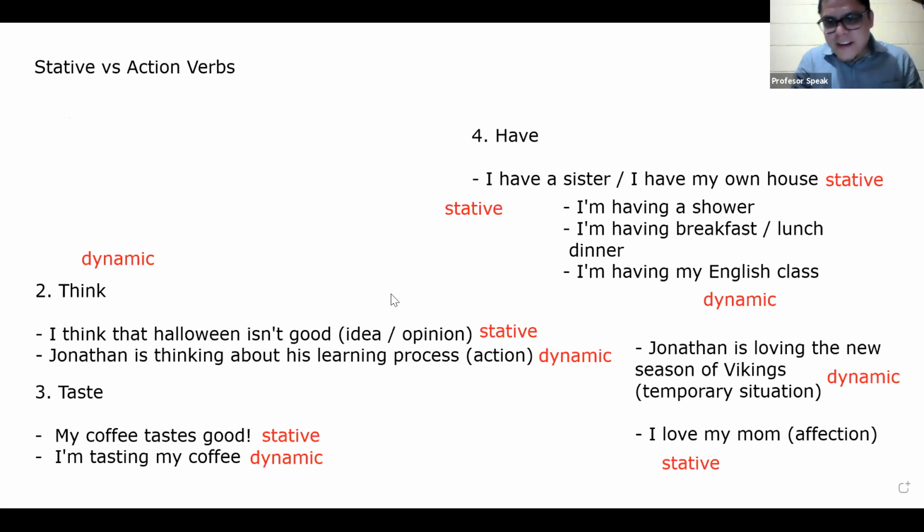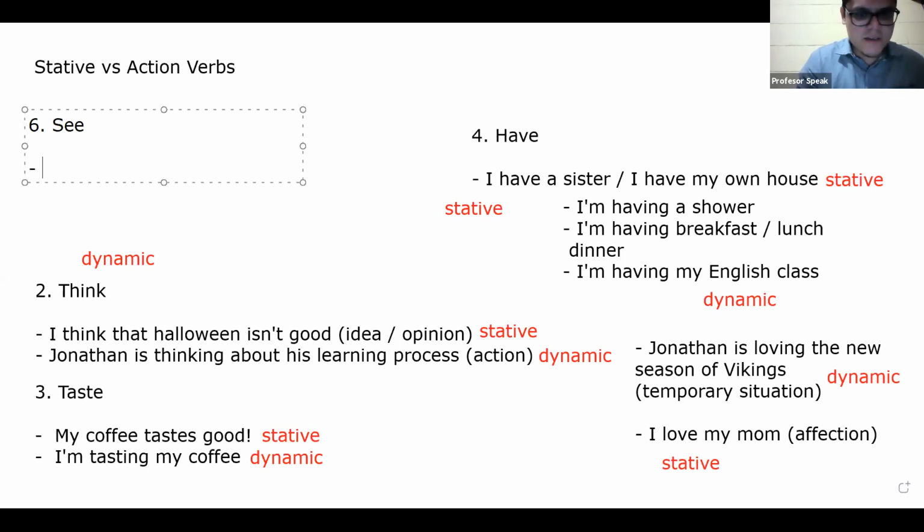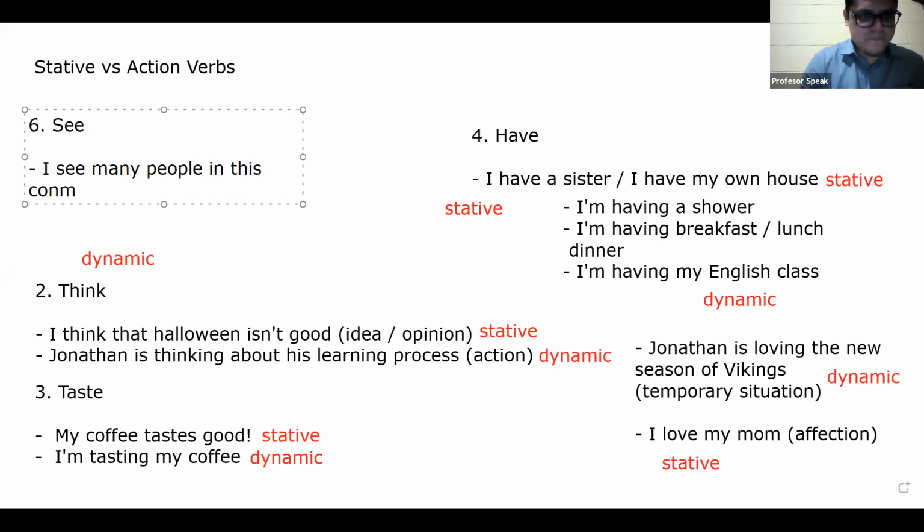This was number 4. This was number 5. So this is number 6. Okay. So, oops. C. Okay. Look at this example. I see many people in this concert. So what are you talking about? You're talking about senses. Okay, I see many people in this concert.